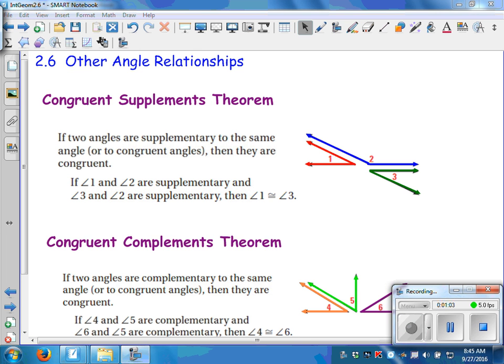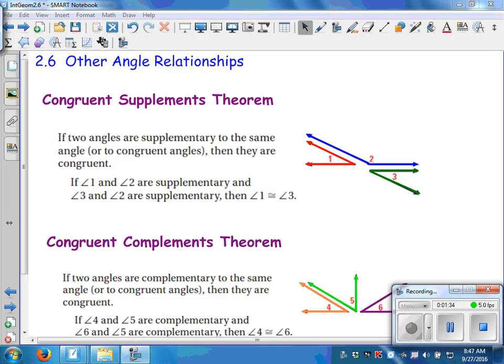All right, so on the front of your handout, it says congruent supplements theorem. And you can see here it says, if 2 angles are supplementary to the same angle, then they are congruent. The second one says congruent complements theorem. If 2 angles are complementary to the same angle or to congruent angles, then they are congruent. I want you to talk with your partner about what those are saying in common sense language.